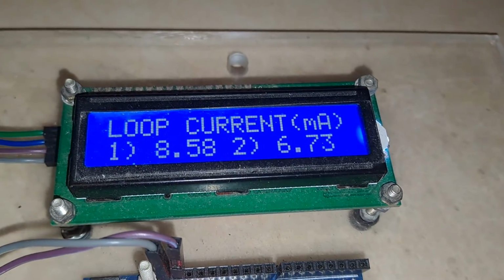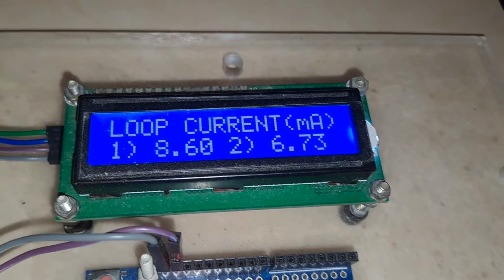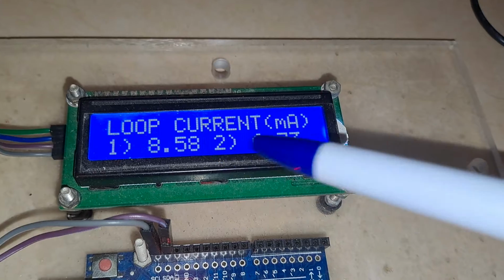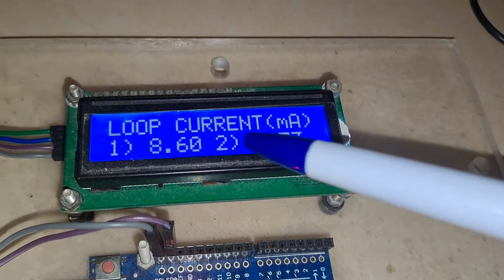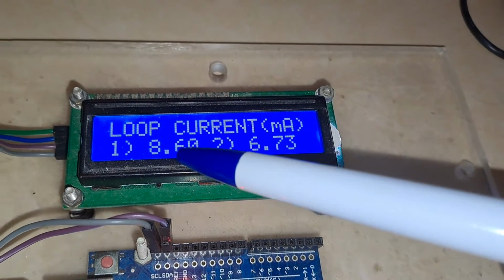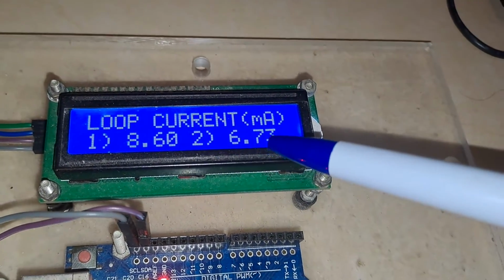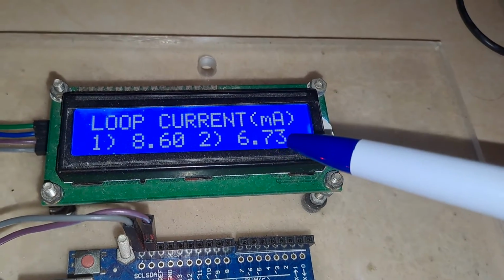So here you can see this is the Arduino Uno measuring 4 to 20 milliamps current. You can see I am measuring currents in two different channels. This is the first channel and this is the second channel. So two devices are being measured here. The first device is measuring 8.60 milliamps and the second device is measuring 6.71 milliamps.